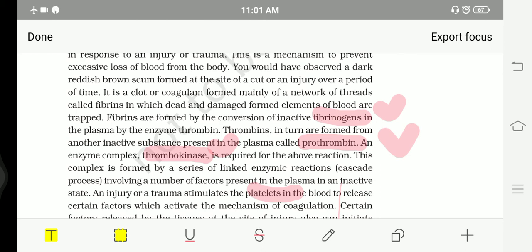There is some extra information you have to know. In normal blood vessels, clotting does not occur mainly because there is no free thrombokinase available to convert the inactive prothrombin into active thrombin. In case thrombin is formed within the blood vessels, it is neutralized by another substance called antithrombin.